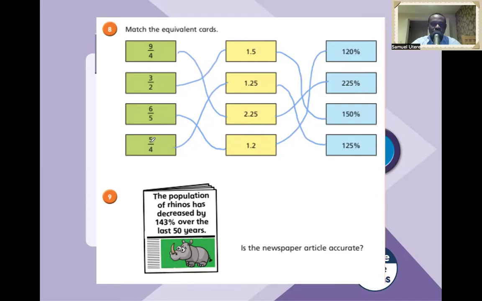So remember, for example, this one, 5/4. Remember, 4/4. This comprises 4/4 and a quarter. So a quarter is 0.25. So this has to be 1.25. All right. So by now you should get used to this. And then here, the population of rhino has decreased by 143% over the last 50 years. Is the newspaper article accurate?